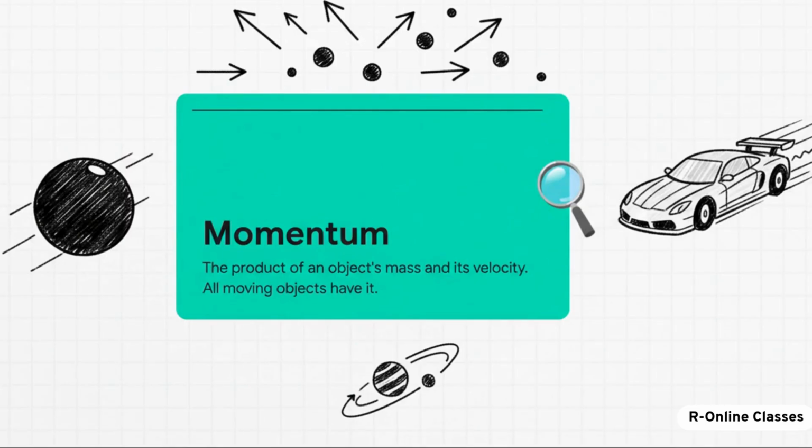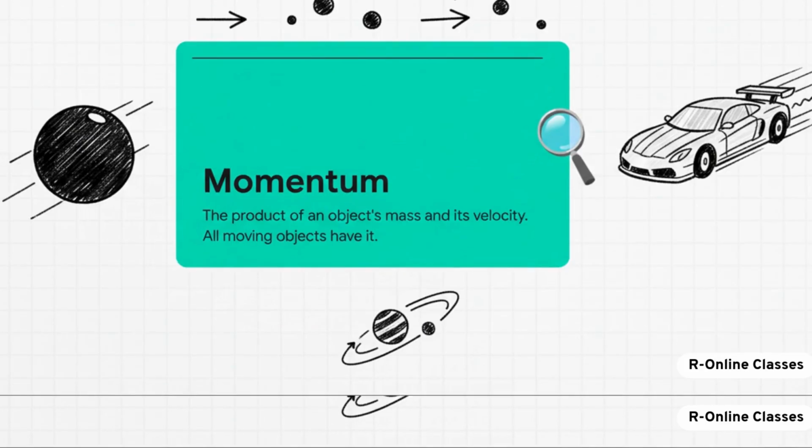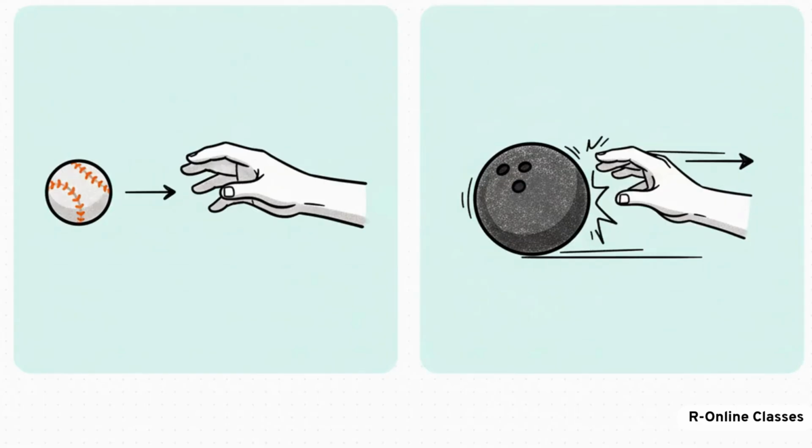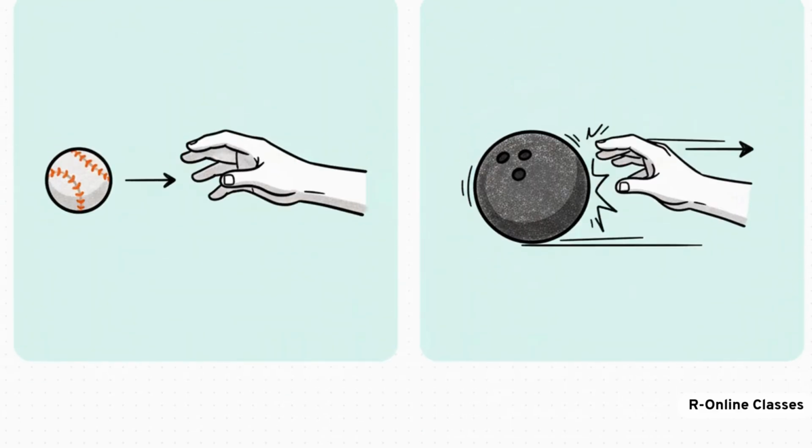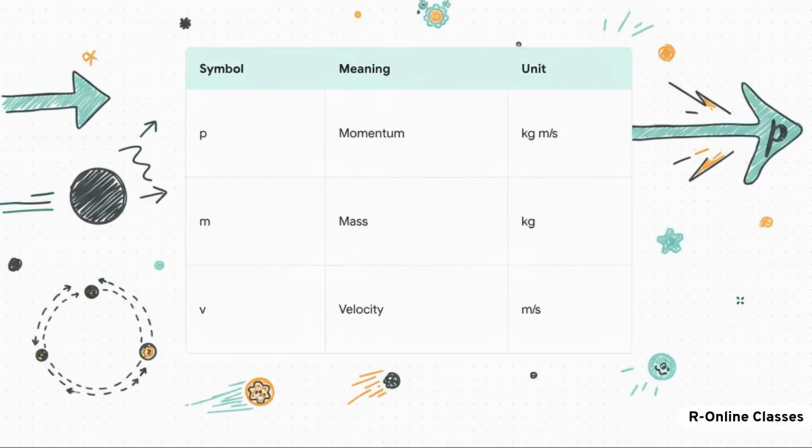Every moving object has it. It's all about mass and velocity. A bowling ball is way harder to stop than a baseball at the same speed. That's because its mass gives it more momentum. And the math is super simple. Momentum, which we call P, is just mass times velocity.